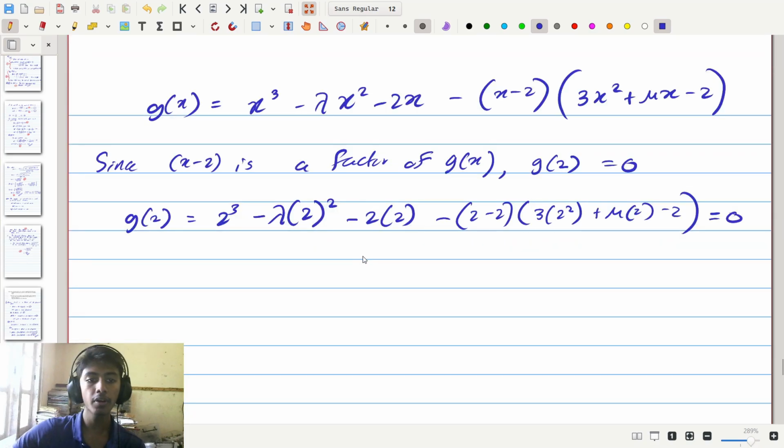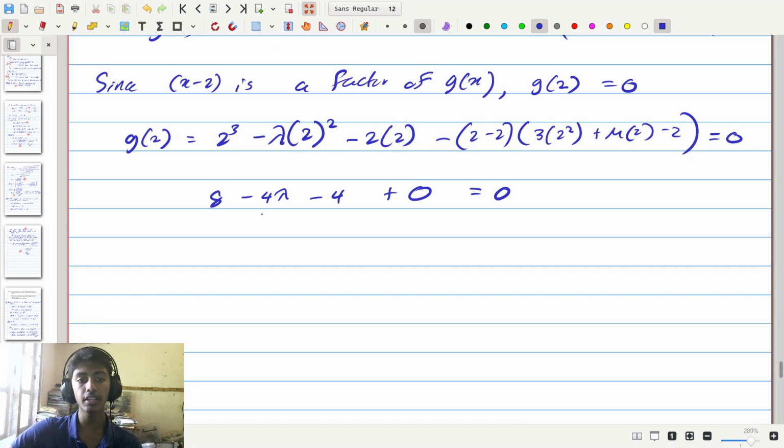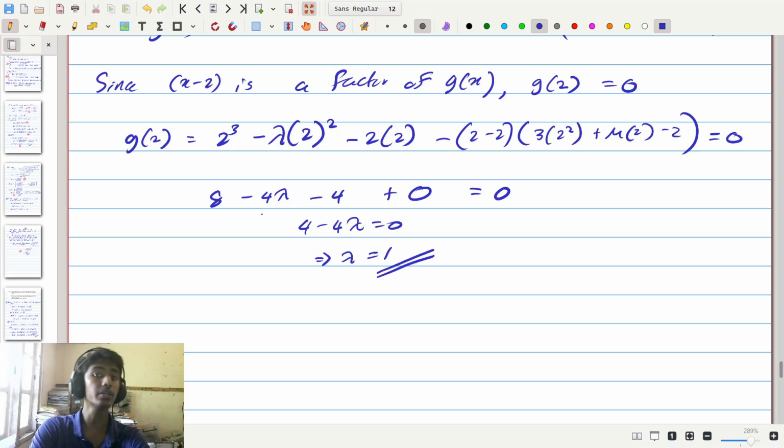If we simplify down, the 2 cubed gives us 8. The minus lambda times 2 squared gives us minus 4 lambda. And this minus 2 times 2 gives us minus 4. And all of this is equal to 0. So we have plus 0, since this 2 minus 2 is equal to 0. Now if we simplify, 8 minus 4 is equal to 4. We have 4 minus 4 lambda equals 0, meaning that lambda is equal to 1. So hence, we have proven that lambda is equal to 1.